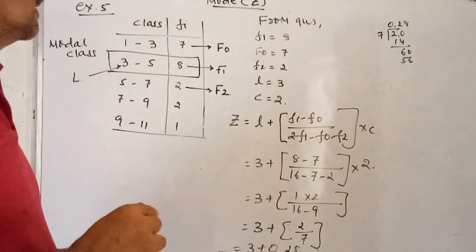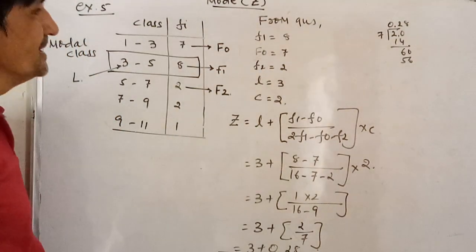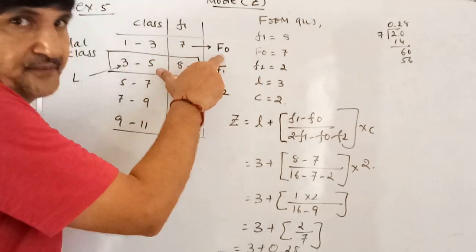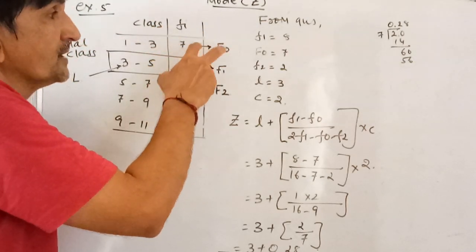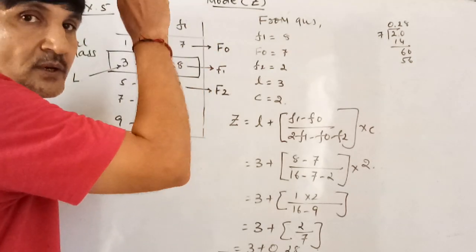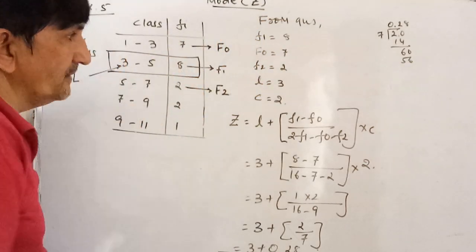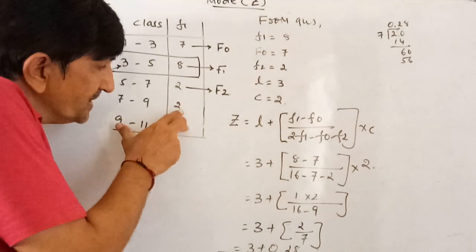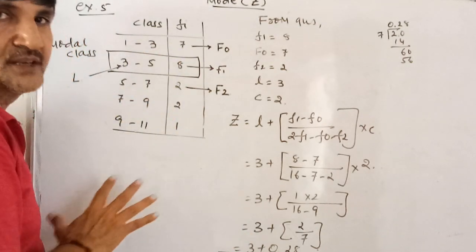Clear? So this is about the mode. Now a question may arise: if the highest frequency is the first one, then this will be your F1. What about F0? Preceding, nothing is given, then you have to consider it as 0. F2 will be the next one. Similarly, if the last frequency is the highest one, then F2 will be 0. But that type of question will not be asked.